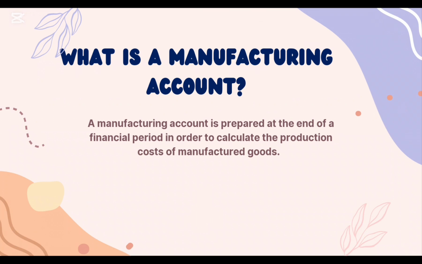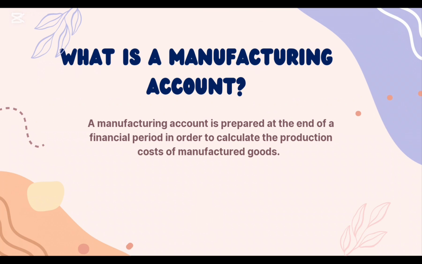So what is the manufacturing account? The manufacturing account is associated with businesses that actually produce goods. They produce goods to be sold. For instance, you might have a factory that is producing furniture, or you might have a restaurant, or you might have another factory producing paint. All of these are examples of goods that are manufactured.